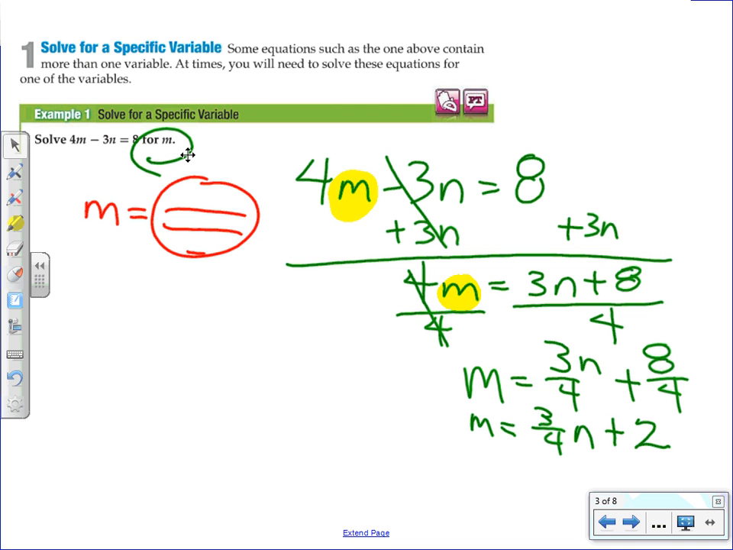Shall we try another one? Would that make you guys feel better? Let me go back to this blank page then. Let me find another problem for us to try. Well, I'll do the first one of your guided practice for you. 15 equals 3n plus 6p, and we have to solve for n.